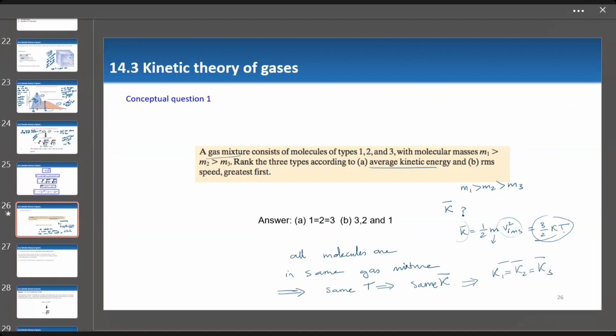Now in part B, we want to compare VRMS, the RMS speed. Now I know the RMS speed is basically the square root of K times 2 over M, because K is half M VRMS squared, right? I rearranged for VRMS. There's a radical here. K is the same for all molecules, but the mass is different. I know M1 greater than M2 greater than M3. The result will be VRMS1 is less than VRMS2 less than VRMS3.